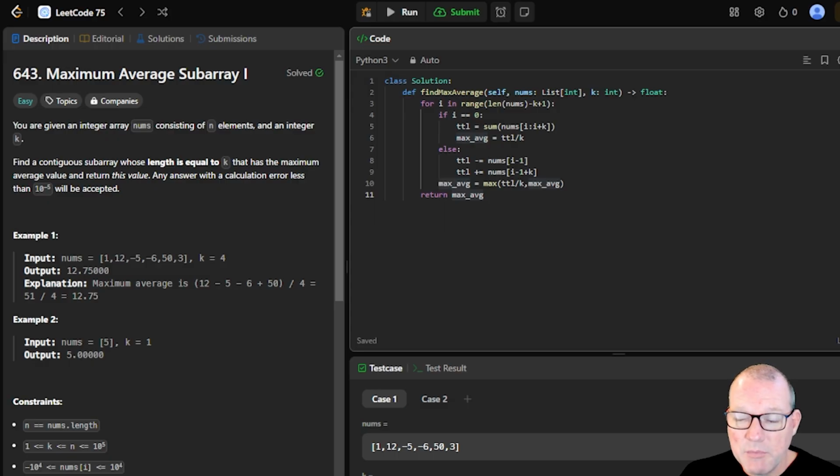So in today's video we're going to be looking at Leetcode 643. Spoiler alert, this is the solve. This isn't your typical subarray and we have to use a different technique.